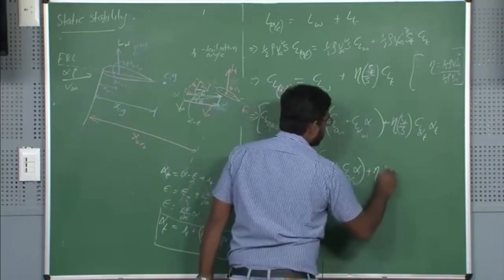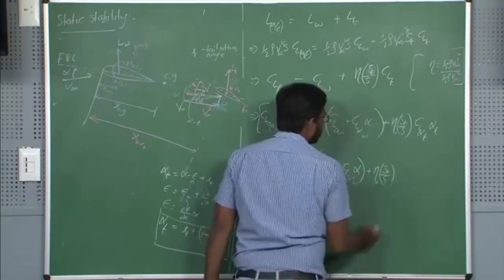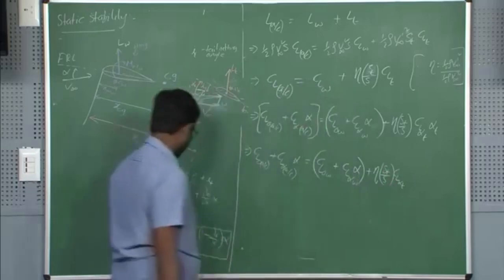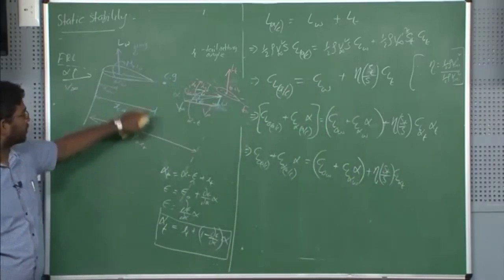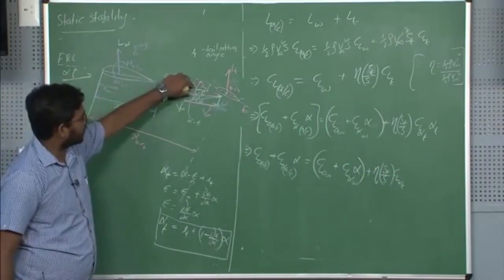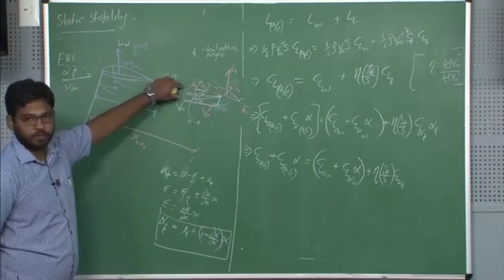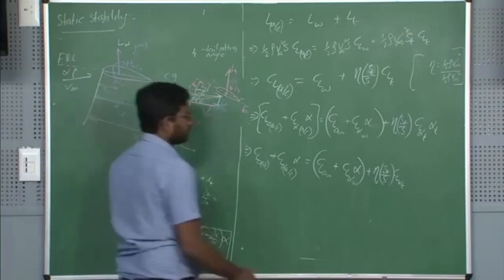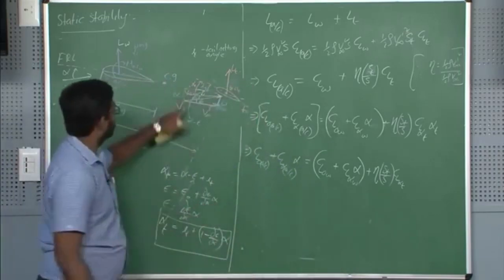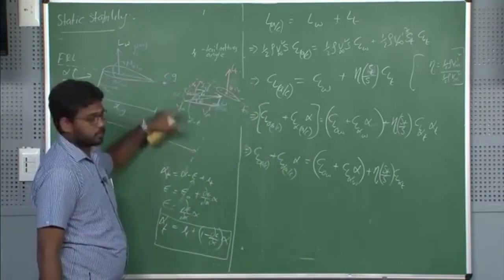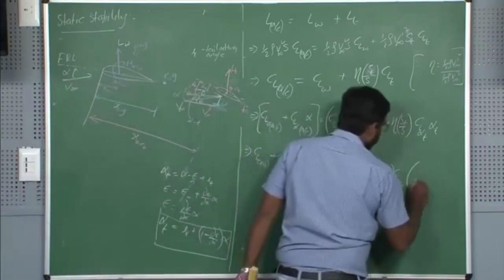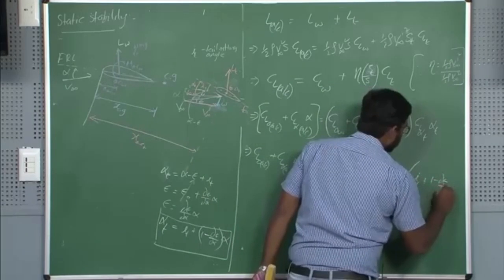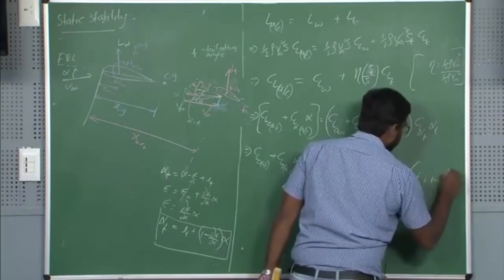plus eta S T by S into CL alpha of tail into, what is alpha of tail? We already derived it, right, which is the summation of tail setting angle plus the resultant angle with respect to V infinity prime, right. Resultant angle, when I say, with respect to fuselage reference line here. So that this is i of T plus 1 minus dou epsilon by dou alpha into alpha.